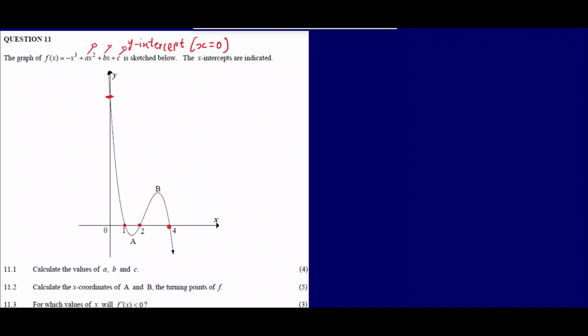So let's get straight into the first question. Calculate the values of a, b, and c, right? So 11.1, y is equal to, we're going to use this formula, y is equal to a times x minus x1, x minus x2, and x minus x3.